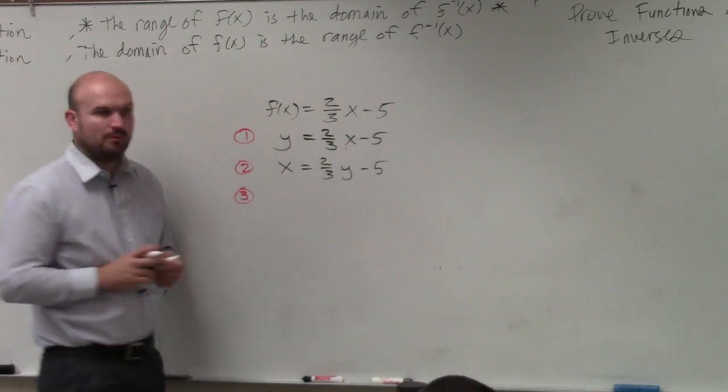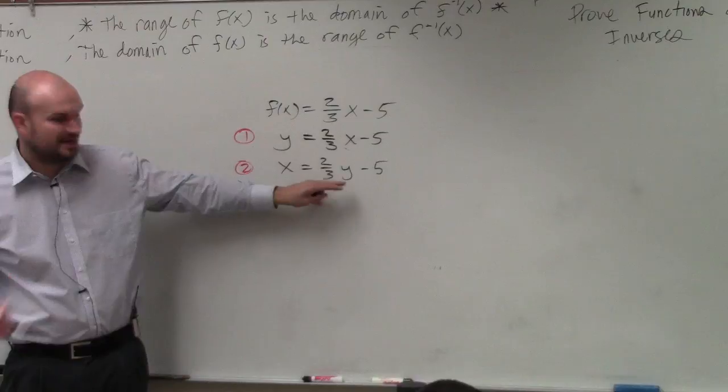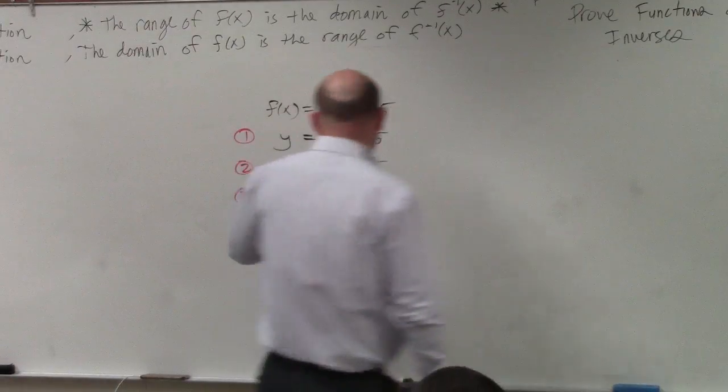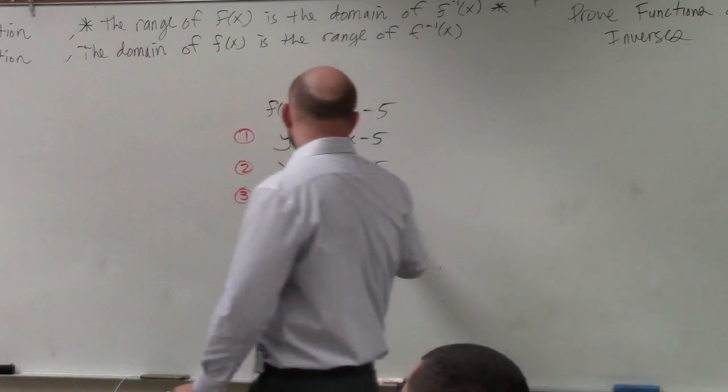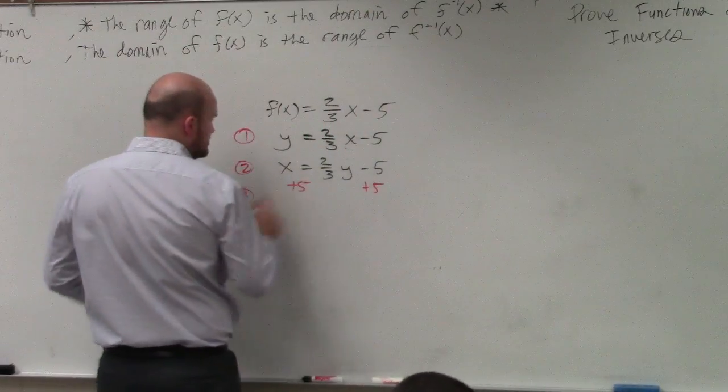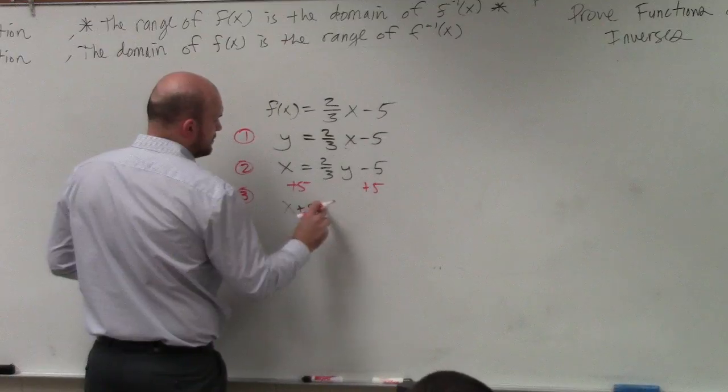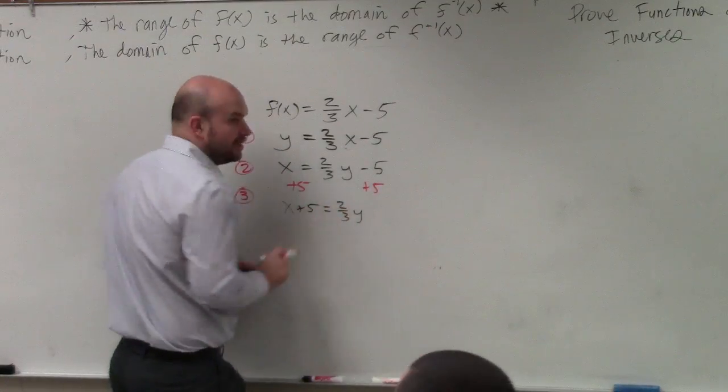This goes back to your Algebra 1 training. We're just isolating our variable y. Right now, my variable y is being multiplied by 2/3 and being subtracted by 5. So to solve for y, I use my inverse operations. Always undo addition and subtraction first. Now I need to undo multiplication.